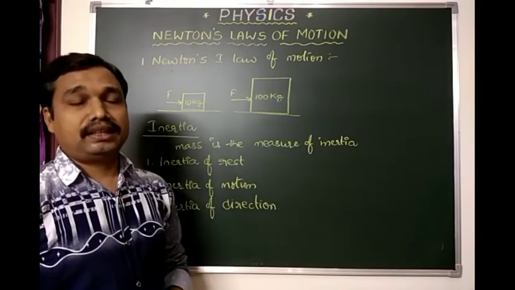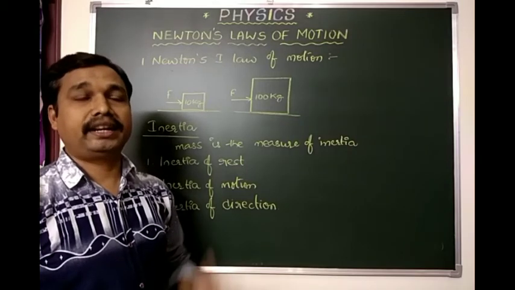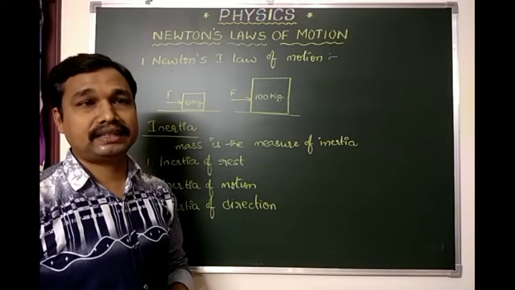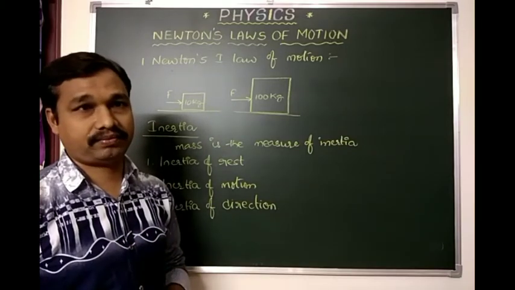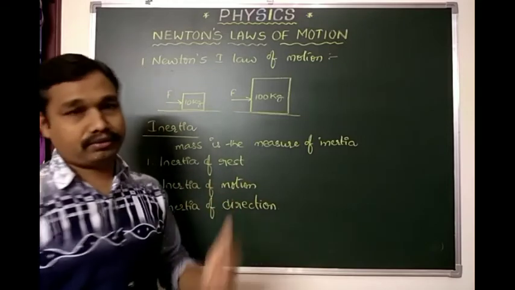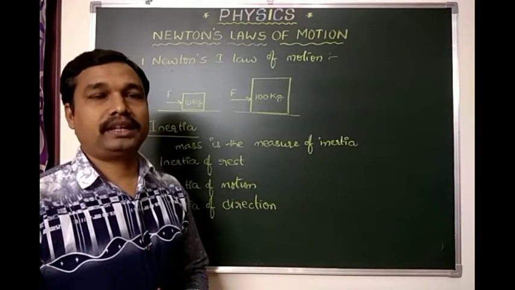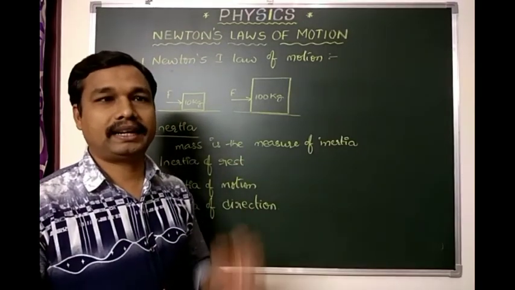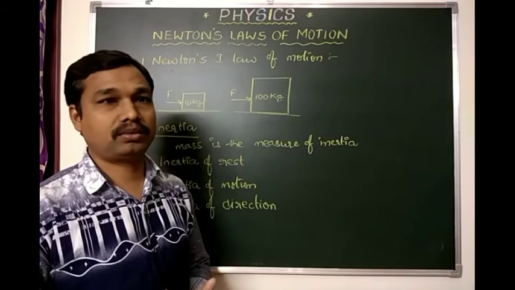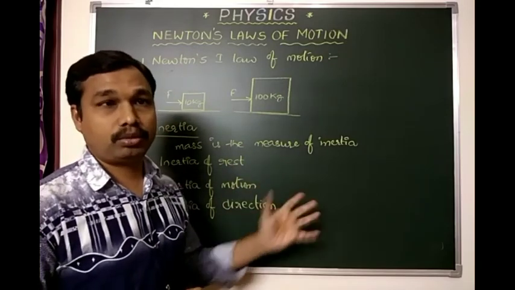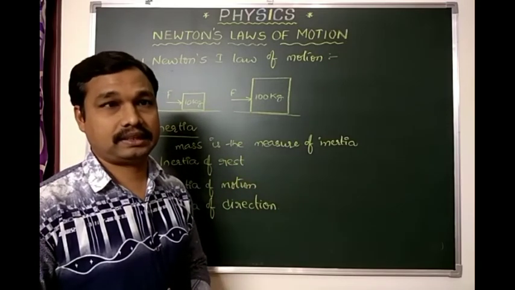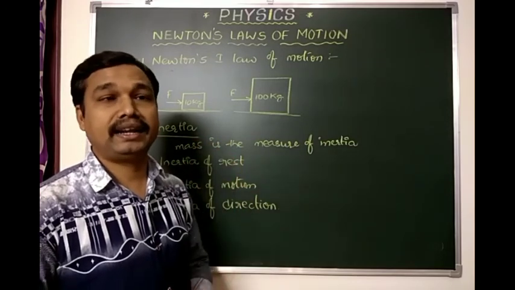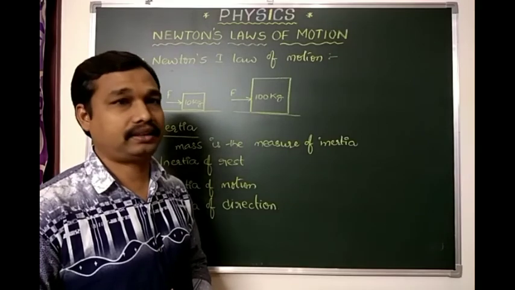Inertia of rest is the tendency of a body to continue in its state of rest until and unless an external force or net force is acting. Examples for inertia of rest: all the objects in your classroom want to be at rest, or else you can observe the board, which is also at rest. All the objects want to be at rest until and unless an external net force is acting.